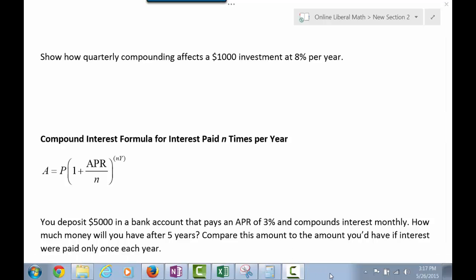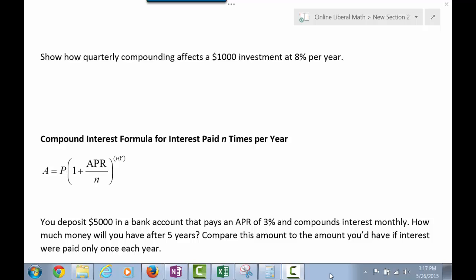Okay, so we're going to try to develop a little bit more complicated form of the compound interest formula, one that will actually take into account different types of compounding other than just the once a year scenario. So let's walk through what would happen if I want to compound quarterly for $1,000 at 8% a year. Quarterly simply means every 1/4 of the year.